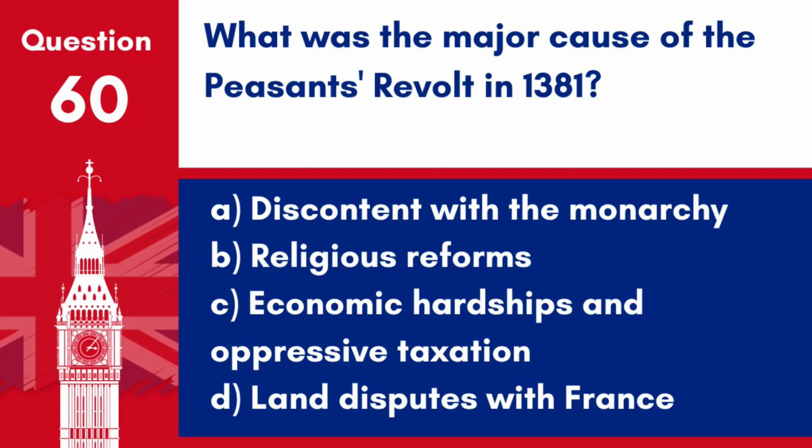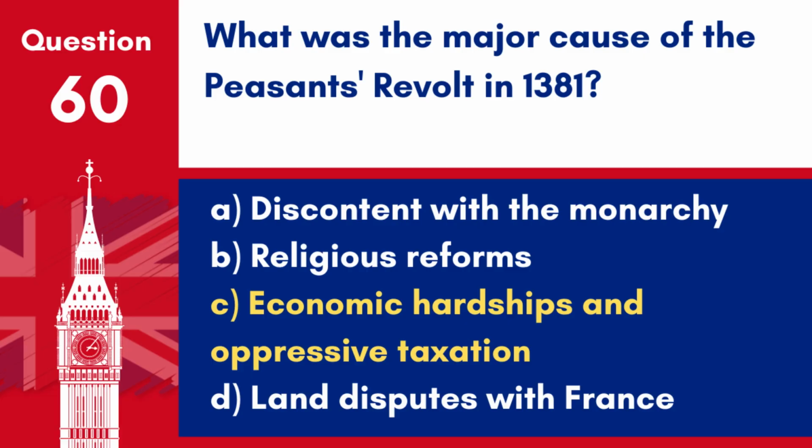Question 60. What was the major cause of the peasants' revolt in 1381? A. Discontent with the monarchy. B. Religious reforms. C. Economic hardships and oppressive taxation. D. Land disputes with France.